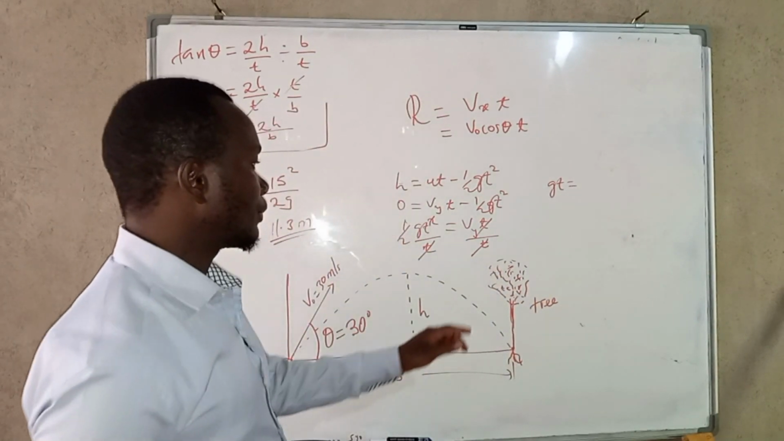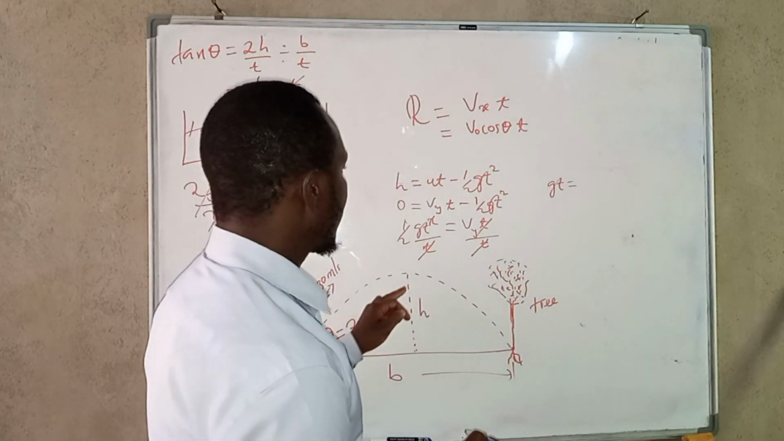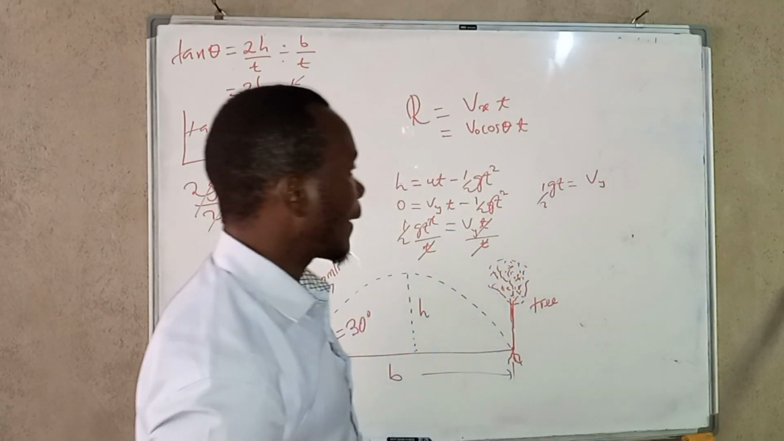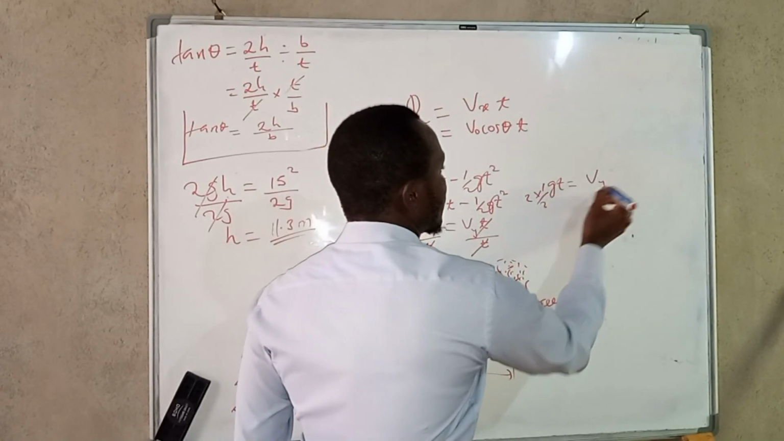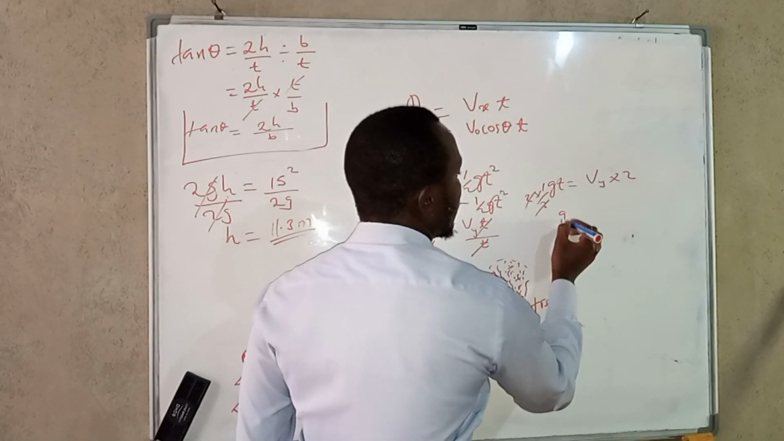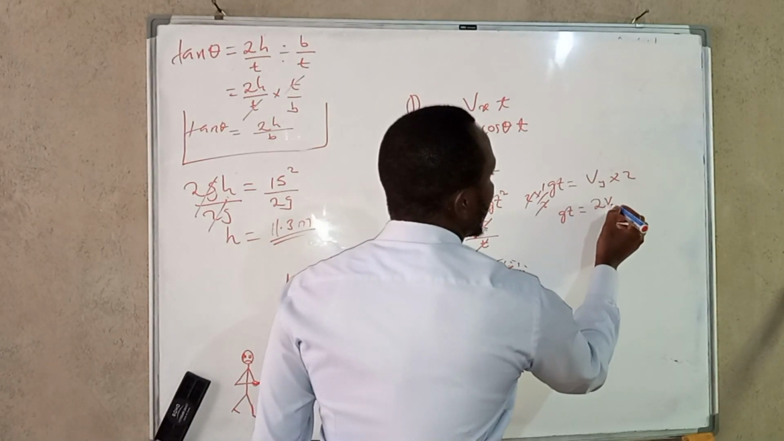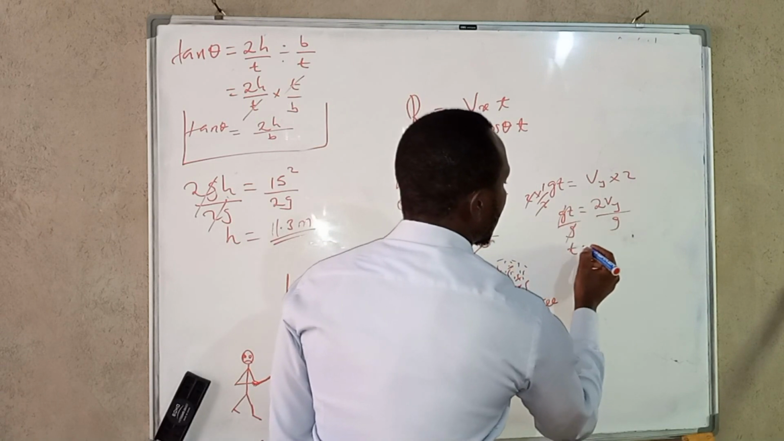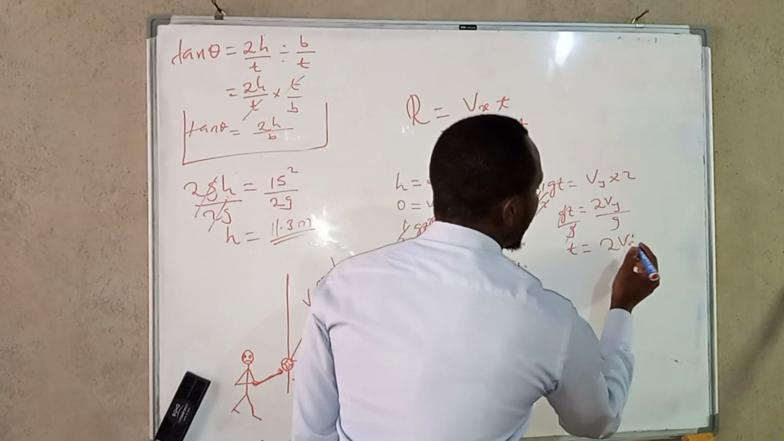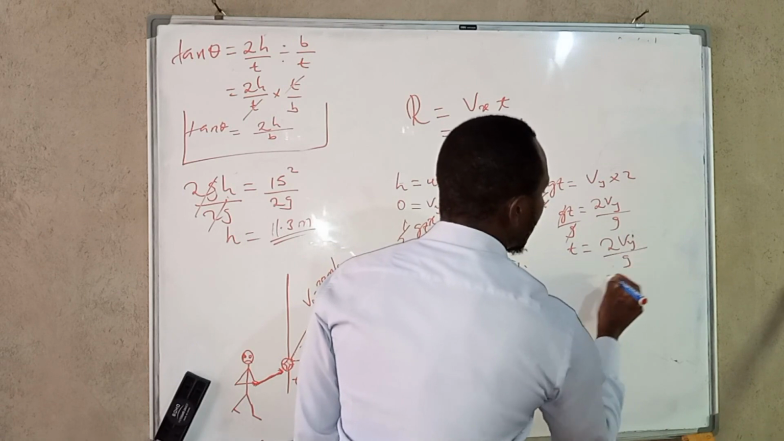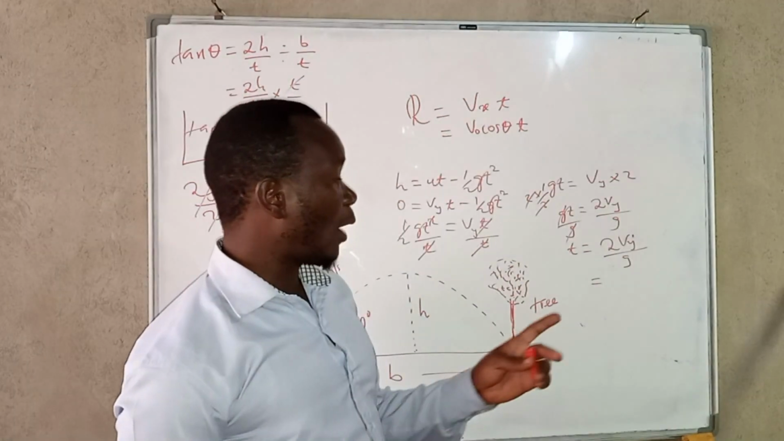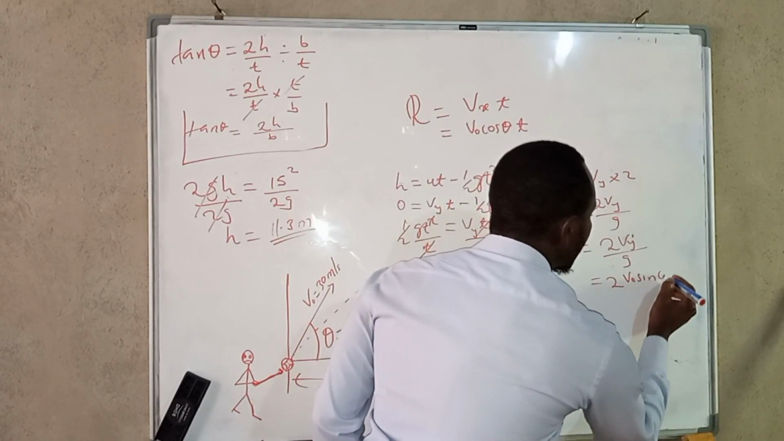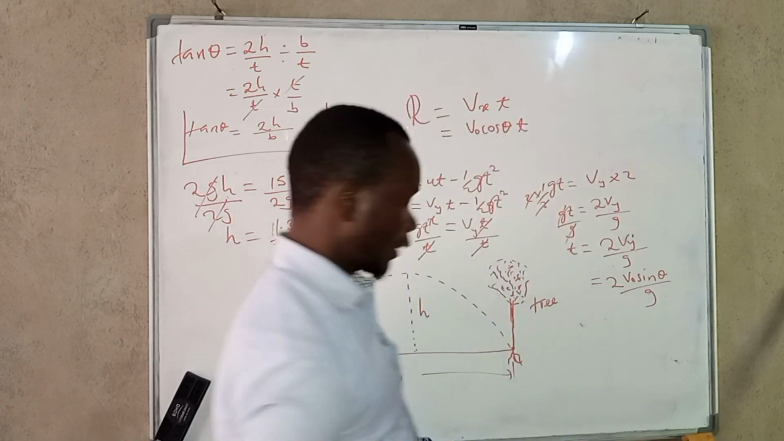And what we're going to have is half gt is equal to vy, which is, okay, times 2. This and this will go. We're going to have gt is equal to 2 vy over g, so that we remain with a t. T is equal to 2 vy over g. But for vy, we found it to be Vo sine theta over g.